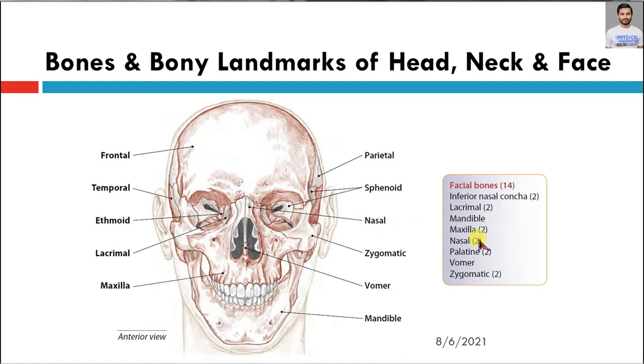So mandible 1, maxilla 2, nasal bones are 2, palatine 2, vomer is a single bone that separates the nasal sides, and then the zygomatic bones, one on each side. This is the bone that makes the prominence of the cheeks, and there are a lot of bones that together make the orbital cavity.